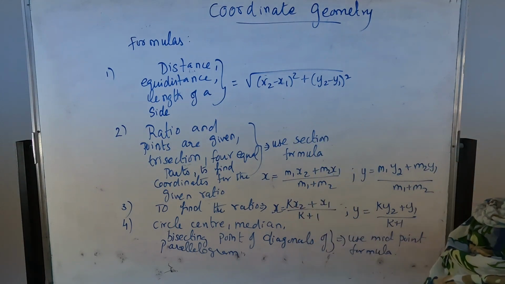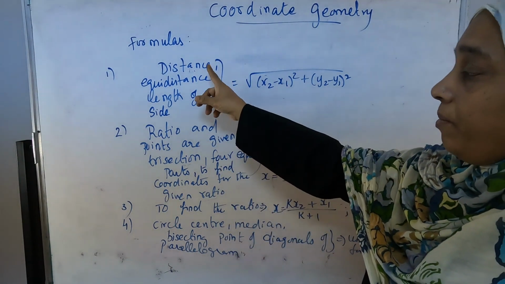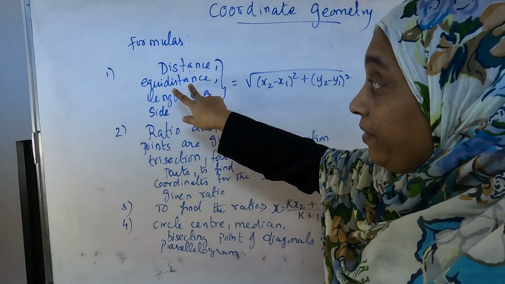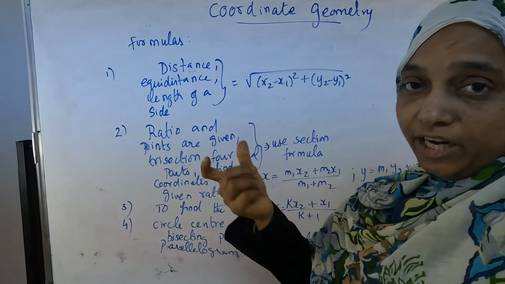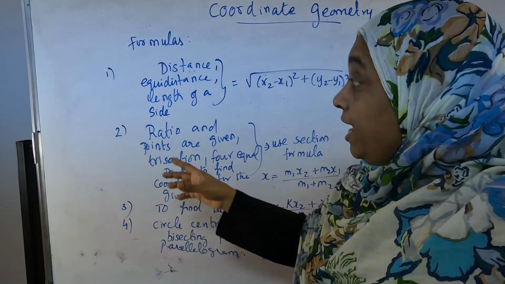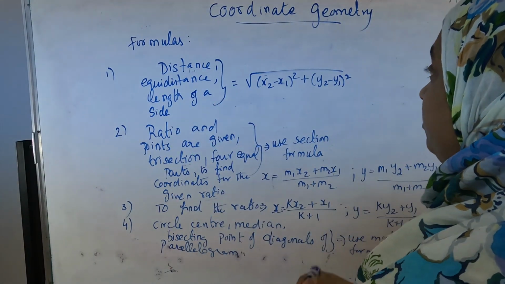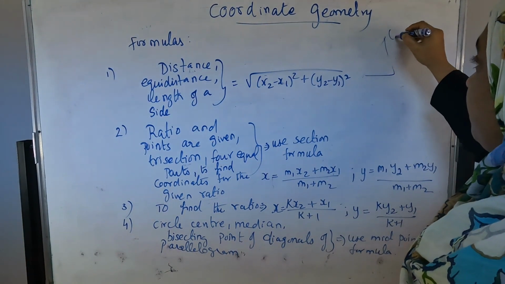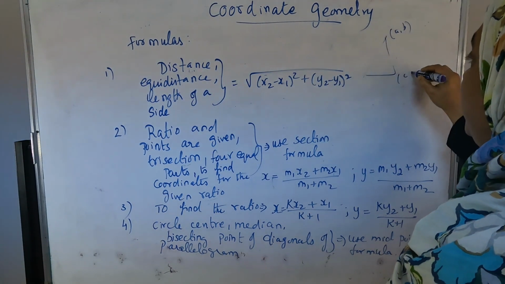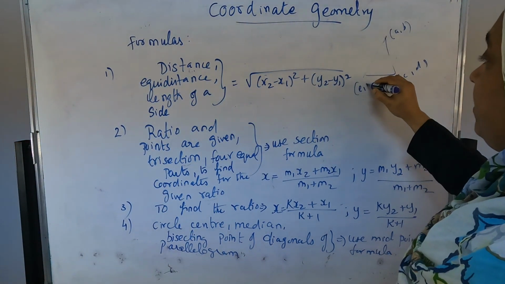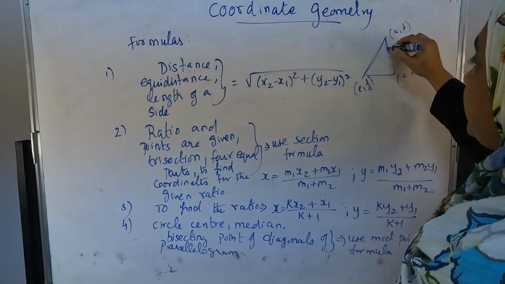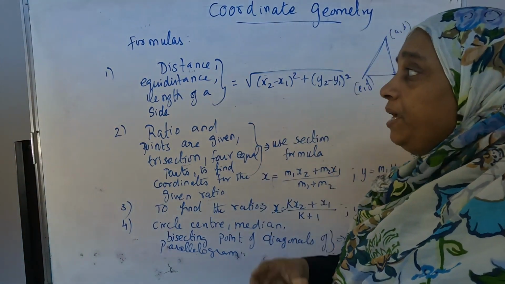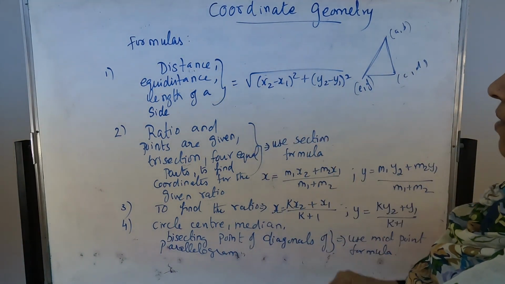Where do you have to apply the distance formula? You have to apply it when they are asking for the distance between 2 points. Otherwise, if they are asking about equidistance, that is one word they use, you have to use the distance formula only. Length of a side, suppose any length, maybe any quadrilateral or triangle is there. Here the points A, B, C, D are given, and we want to find the length of the side. That time you have to use the distance formula only.